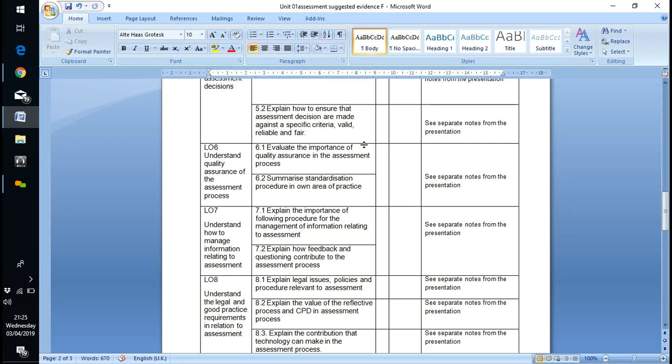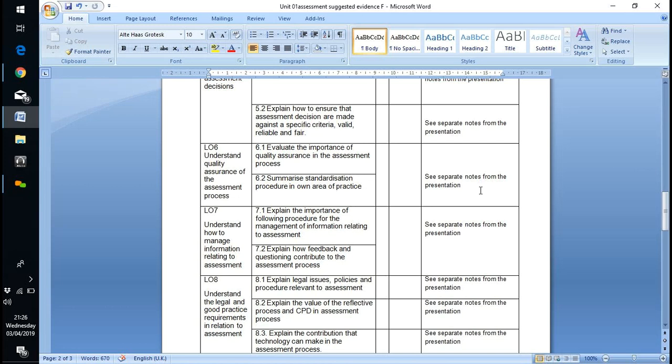Six point one is evaluate the importance of quality assurance in the assessment process. And I think we covered some of that in one of the earlier PowerPoints as well, where the IQA's job is to monitor the assessment process and to make sure that the assessors are fully supported in what they do. And summarise a standardisation procedure in your own area of practice.